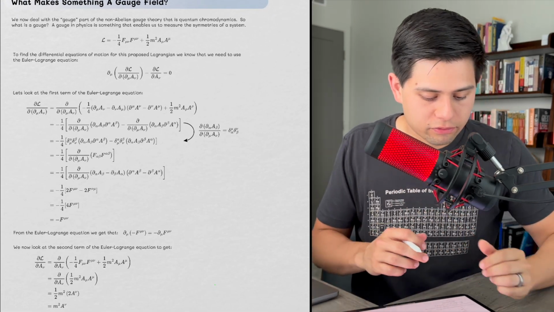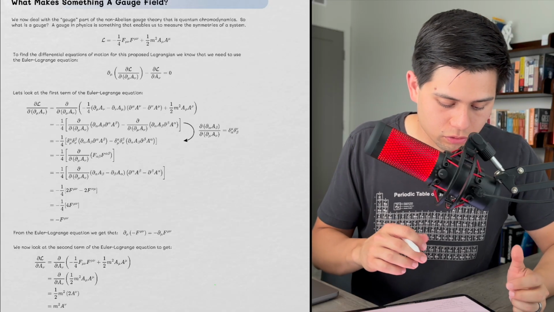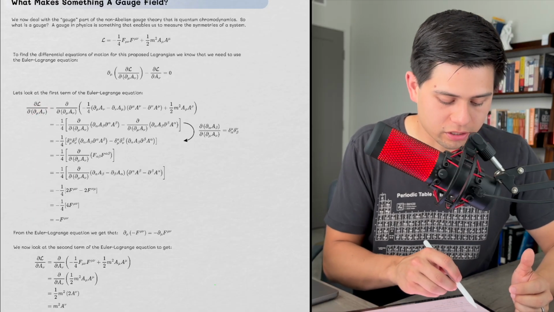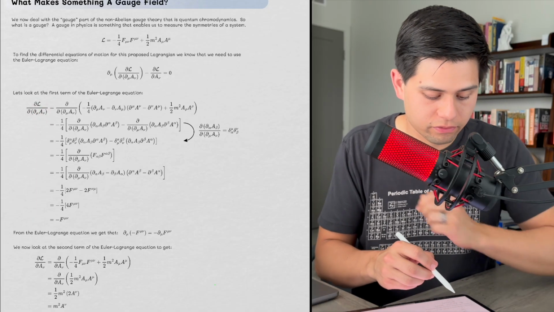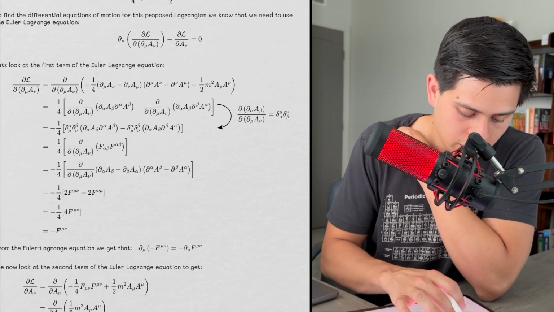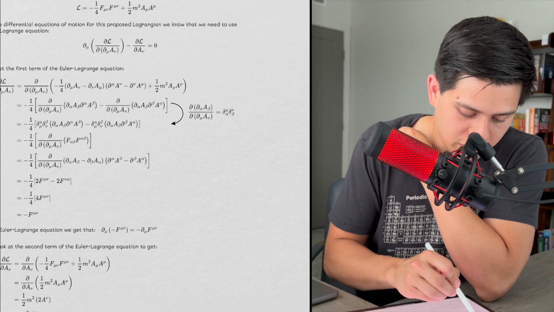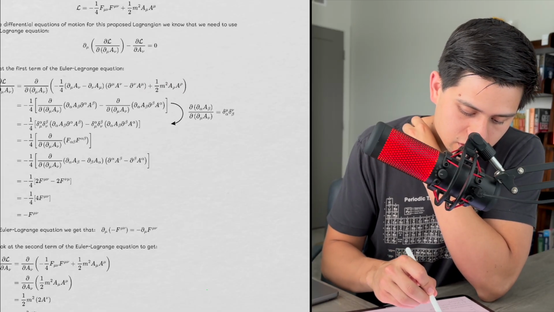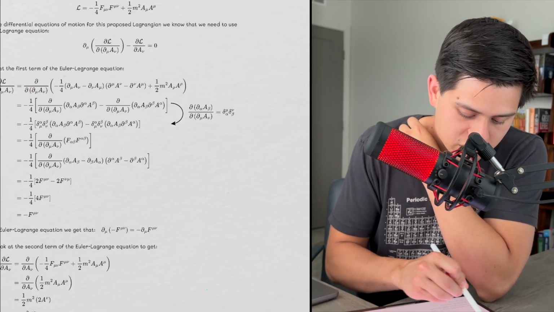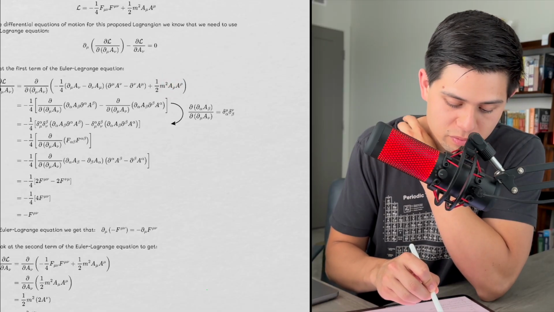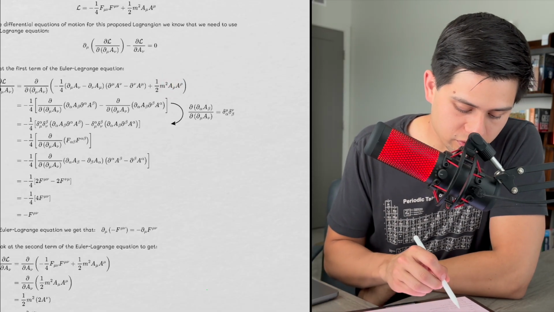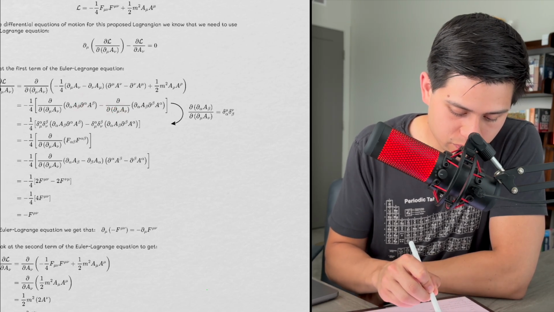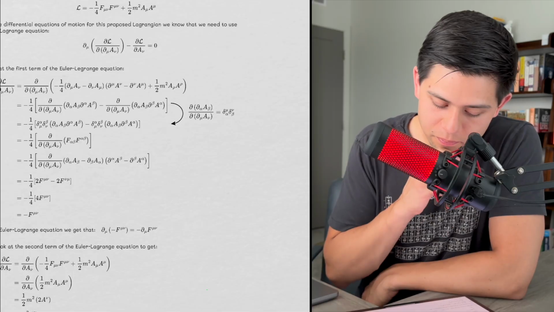So let's look at the first term of the Euler-Lagrange equation here. We take the derivative of the Lagrangian with respect to the derivative of A nu. And so what we do here, we can split up F mu nu into these 2 bits, and then we have this. There's no derivative of A mu in here, so that tells us we're just working with this term right here.